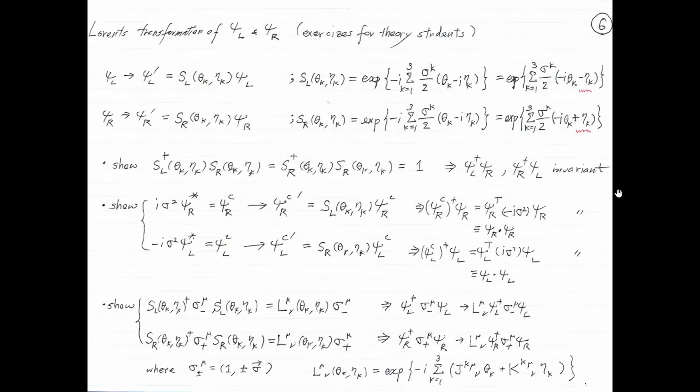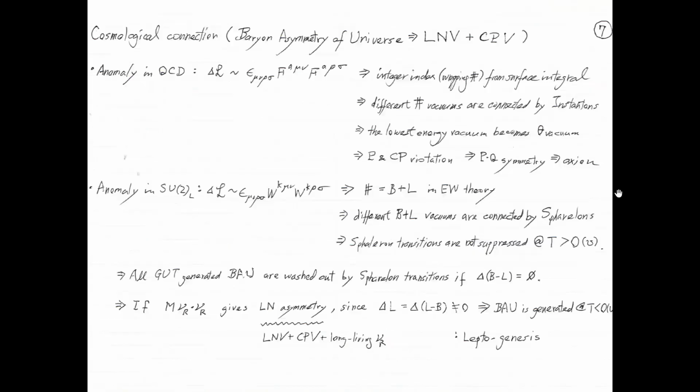But now I can do this on the blackboard because it's only 2 by 2. Okay. So in some sense, if you haven't done this way, it's worth doing. Okay. This is the cosmological connection, which is very important.